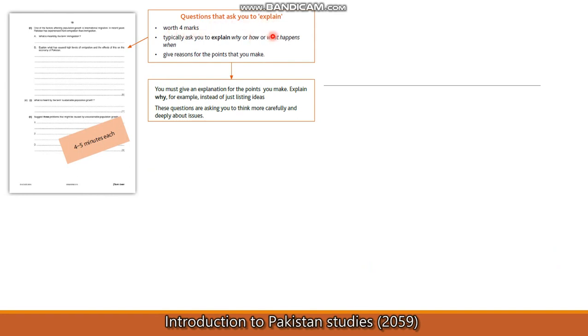Another type of question comes where you have to explain your answer, and that question carries 4 marks. Here the examiner will typically ask you to explain why, or how, or what happens when. So such type of questions can be included, and you have to give 4 to 5 minutes while writing the answer of such type of questions.